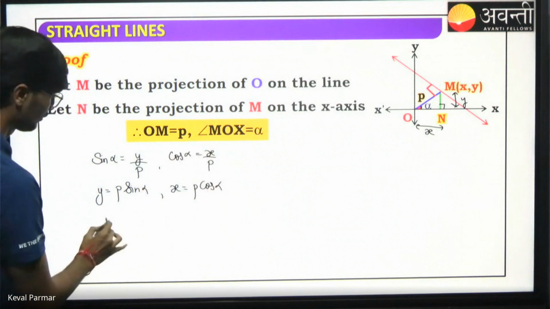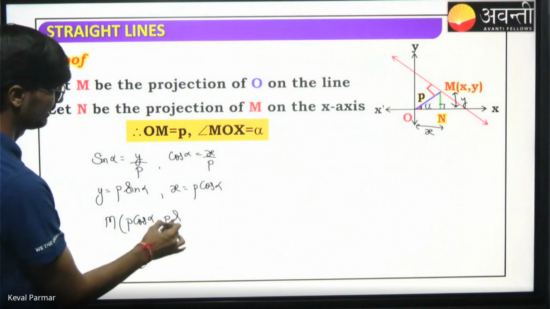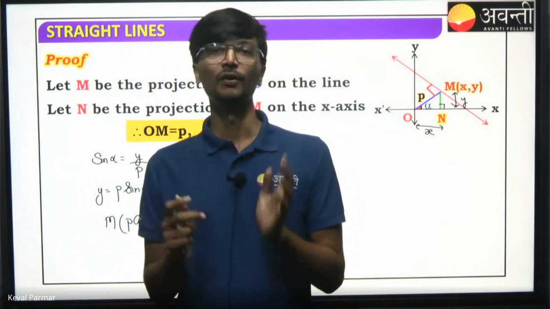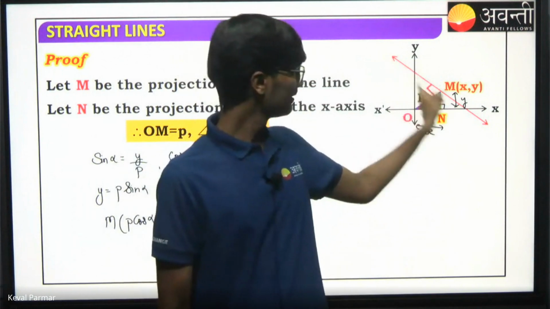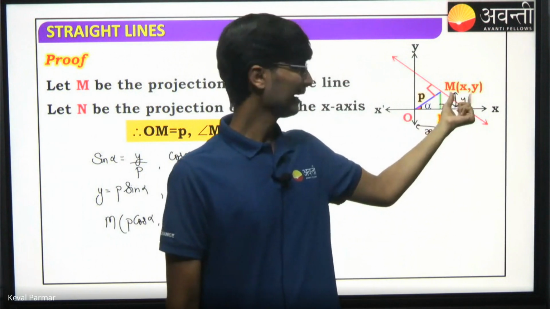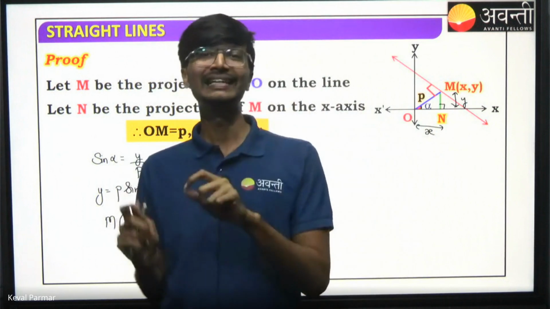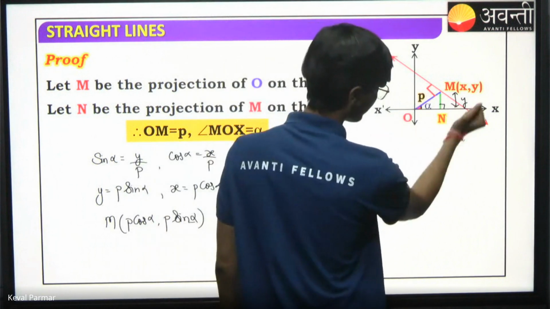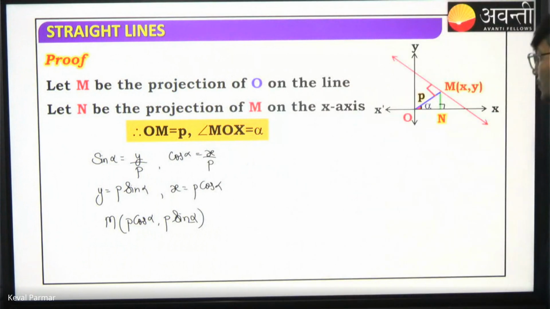So I got the coordinates of M, which are x comma y, that is p cos alpha comma p sine alpha. Correct, guys? Now, what do we need to find the equation of a line? We always use slope point form. On this line I got the point M, which is p cos alpha comma p sine alpha. Another thing I need is slope. So let me clear this out, so I guess we'll get a clearer diagram.